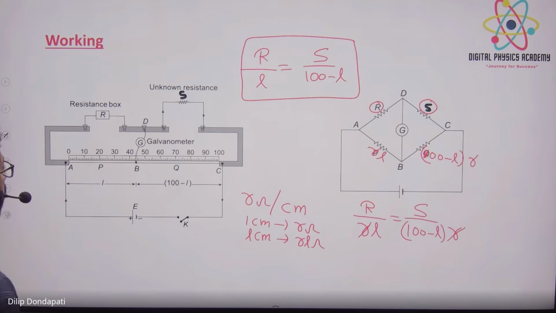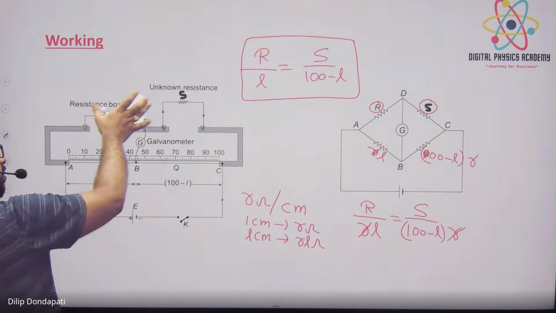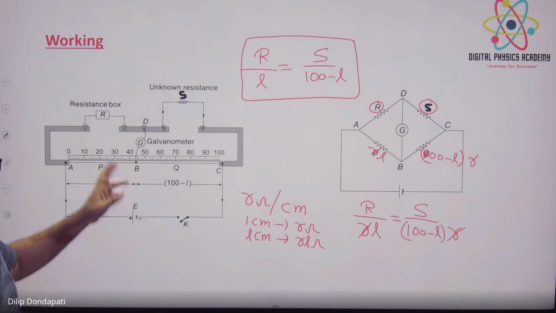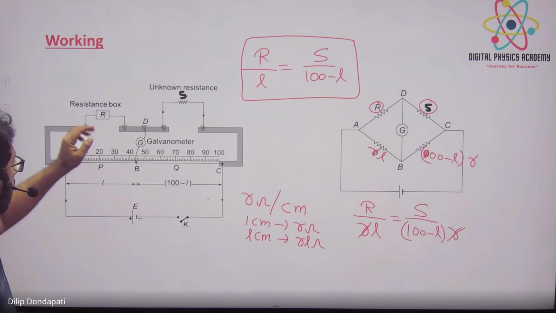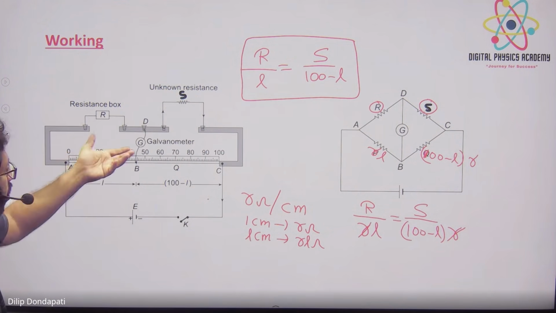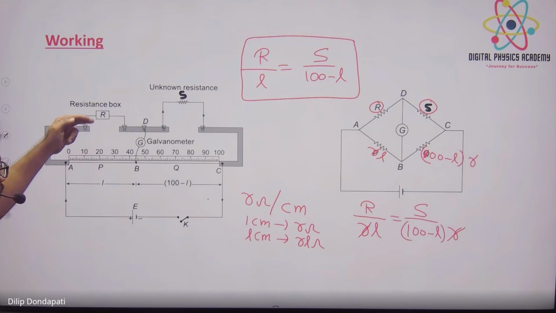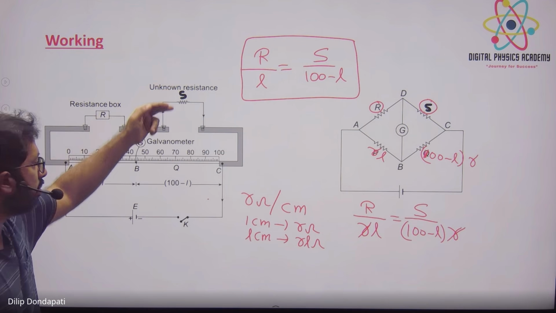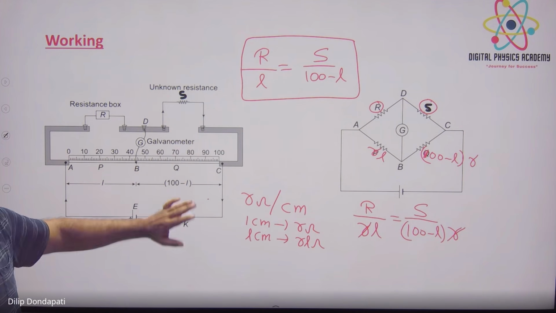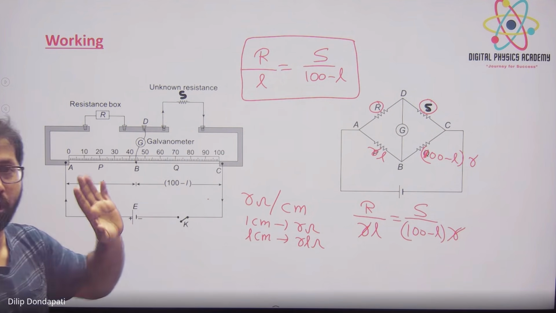And sometimes the unknown resistance will be connected here, this resistance connected here, no problem. Again, don't change, don't interchange this by this. If S is connected here, R is connected here, then also if a null point is observed, this upon this: S by L is equal to R by 100 minus L. So whatever is given, only the corresponding length we should take. Don't interchange. It is not that S is here, this is not the formula.